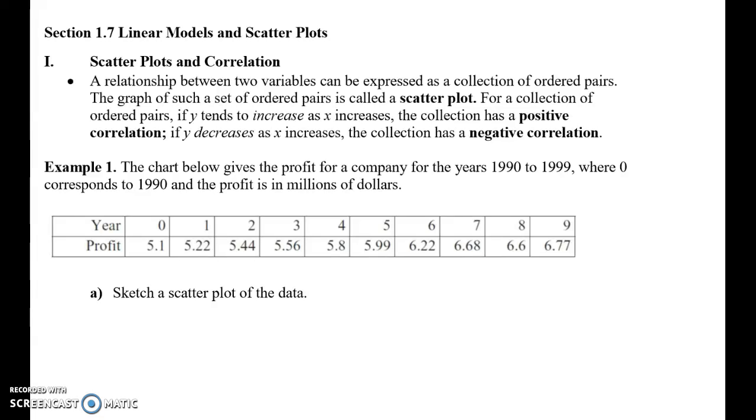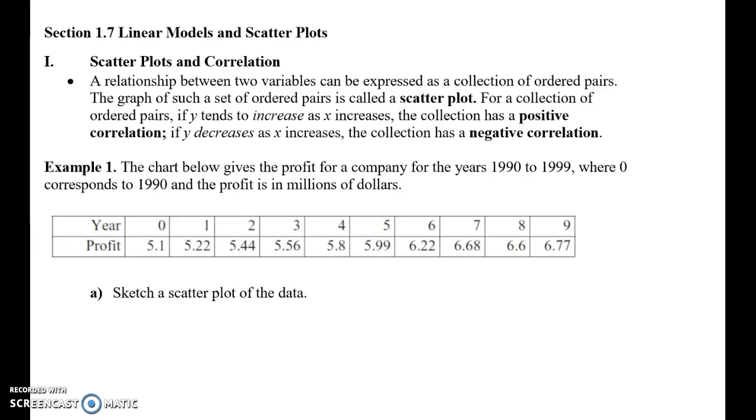Hello class, and welcome to section 1.7, Linear Models and Scatter Plots. Scatter plots and correlation. A relationship between two variables can be expressed as a collection of ordered pairs, as we know, x, y. The graph of such a set of ordered pairs is called a scatter plot.